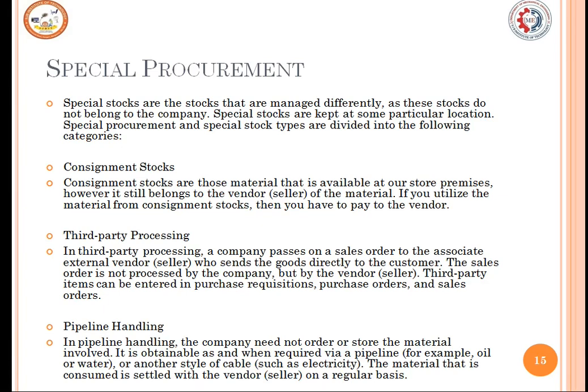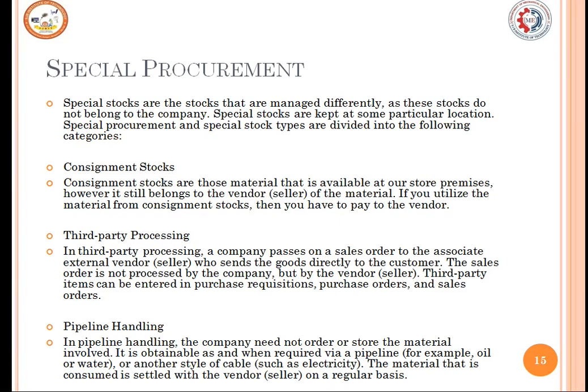So third party processing may happen. In third party processing, there will be purchase requisitions, purchase orders and sales orders. Further, pipeline handling. In pipeline handling, for example, if you need oil and water, whenever it is needed, as on that day it has to be supplied. For example, there is a processing department, they need water to bleach the cloths along with mixing with the starch, then you have to get the water in the required quantity, so that you will be able to do the processing of the cloths. So like this, pipeline handling is when they need something immediately, it has to be procured immediately.